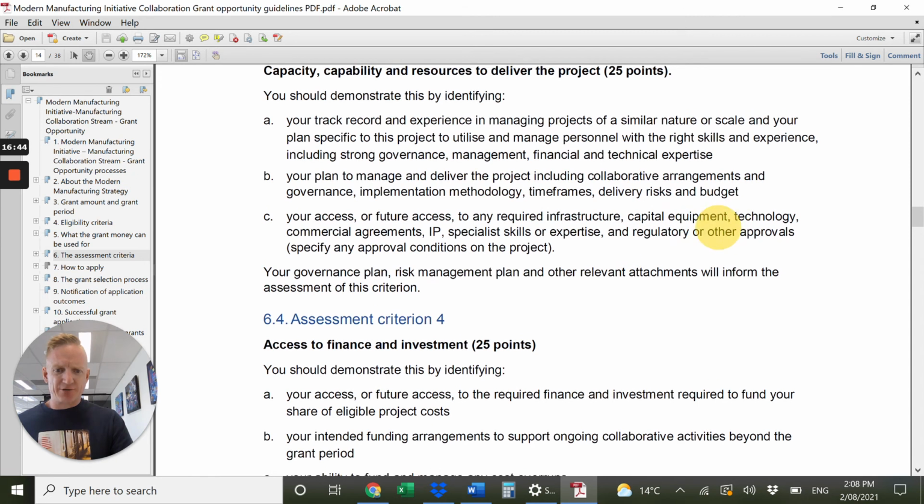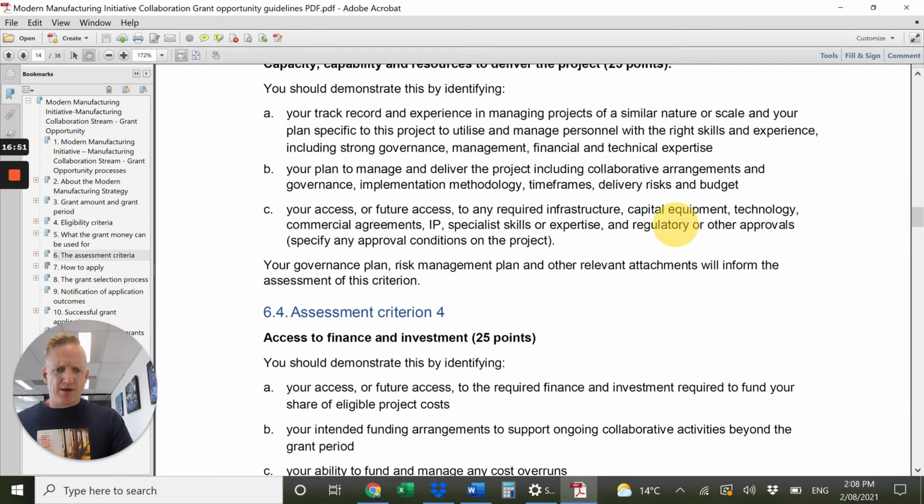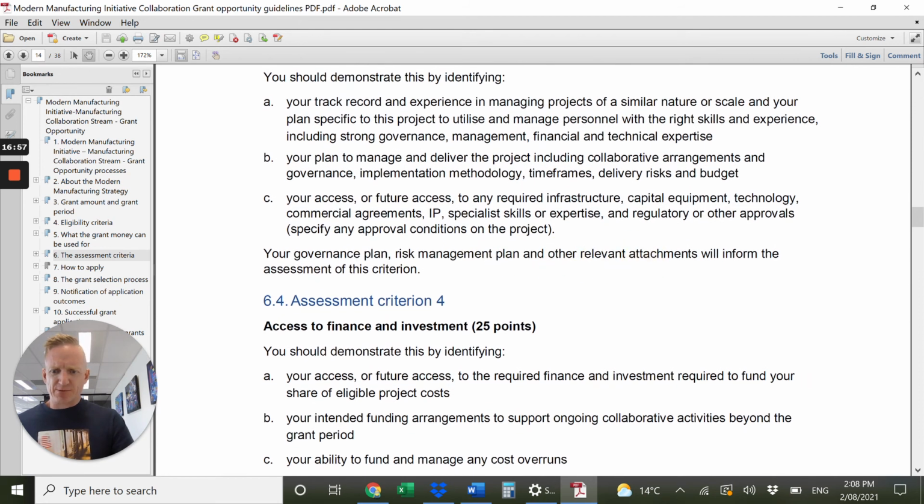If regulatory approval is going to take a long time, that may stall the project. So hopefully they're not too limiting on the project. Your governance plan, risk management plan, and other. So these ones here, really you can go to town on these.